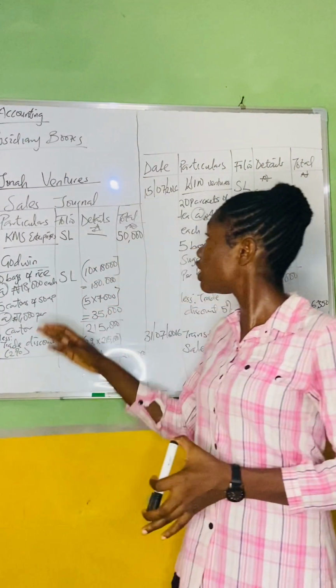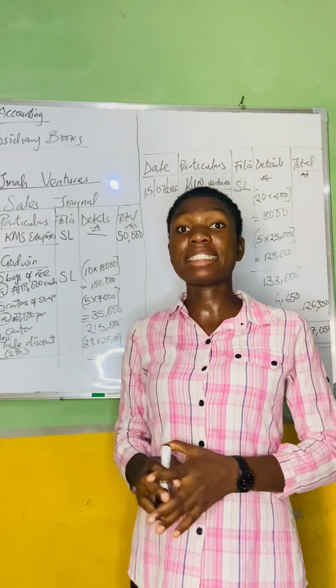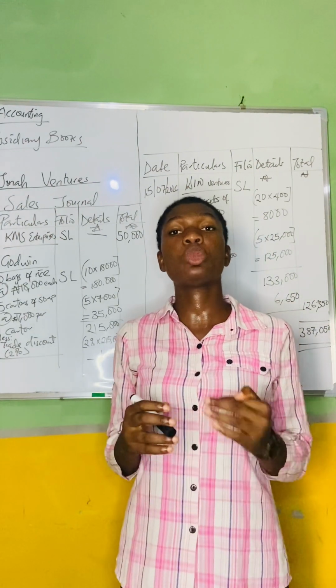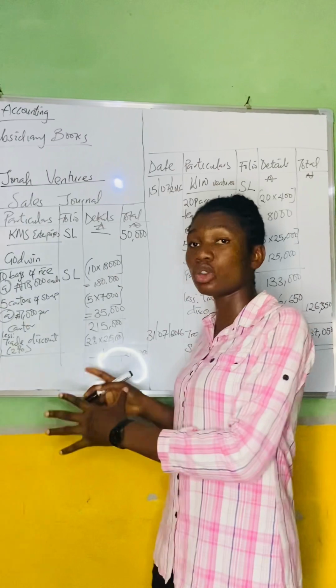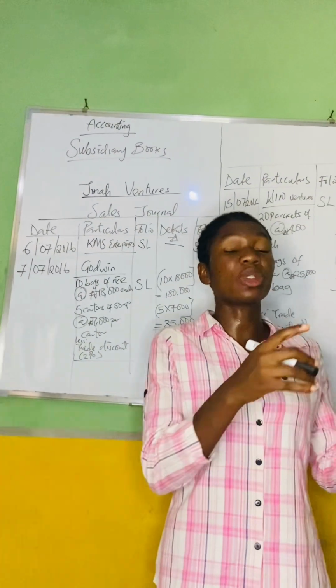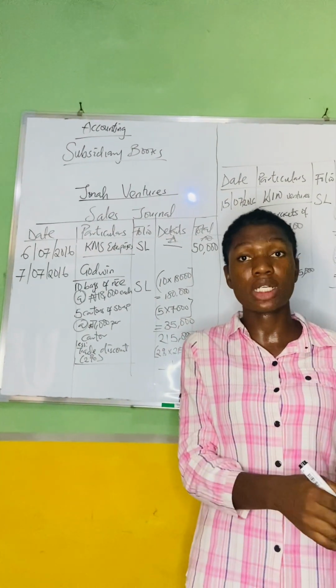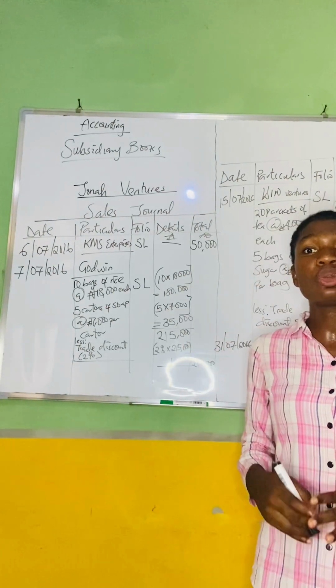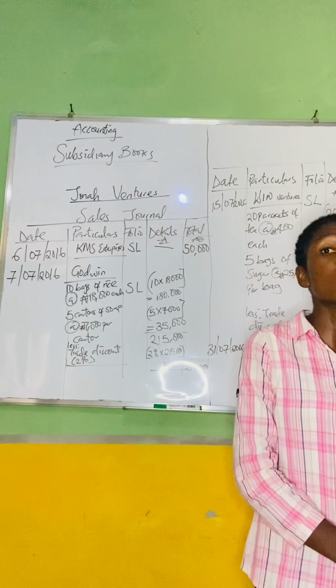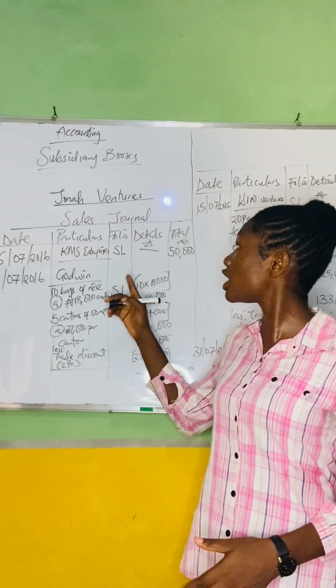We only record credit sales. If any asset, a fixed asset, was bought on credit, we don't record it in our sales journal. That will only come up in our general journal, so we'll be doing that in our subsequent videos. And mind you, we've come to the end of today's edition of the Sales Journal.